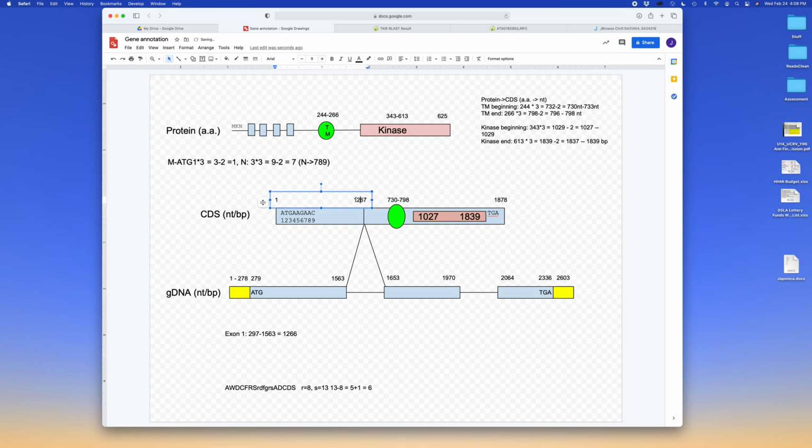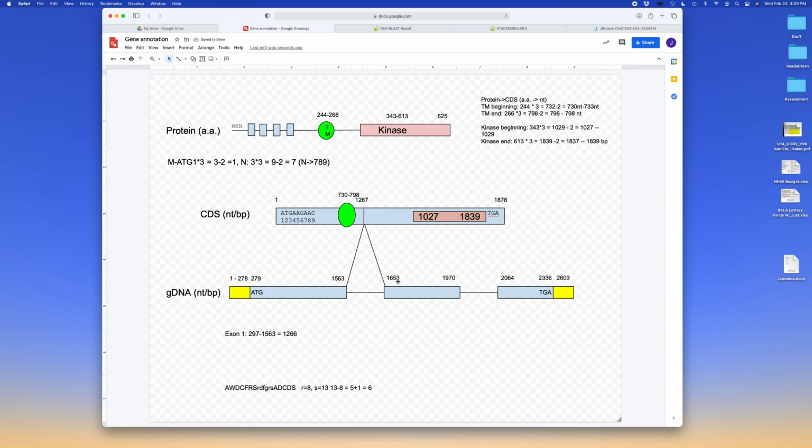There. So that's the position right there. Now you can see why I did this. See, this number is bigger than this number. These numbers are smaller than this number. So the transmembrane domain actually belongs over here. Okay, that's why I did that.